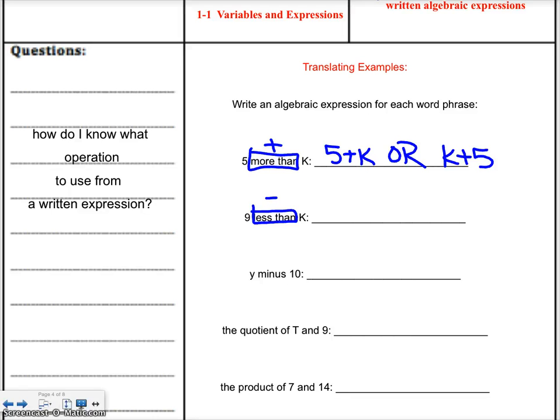Well, if I have 9 less than k, I need to have k first before you take 9 away. The most common thing, kids do this. This is no. No, don't do it.